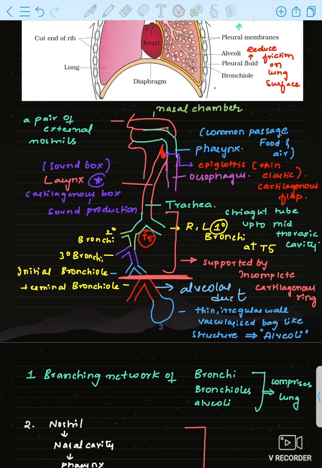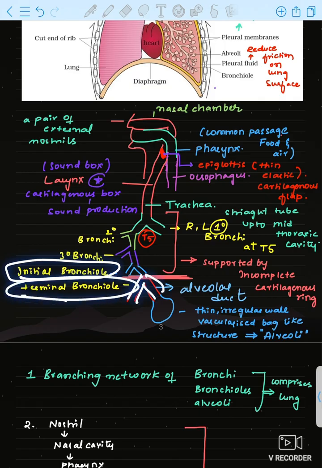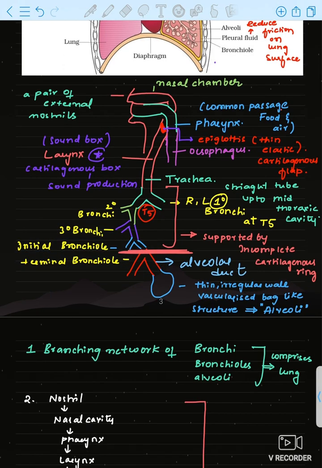Okay. After primary bronchi, again it will subdivide and it forms secondary bronchi. Again it will divide and form tertiary bronchi. Again it will divide into small tubules, that is initial bronchiole. Again it will divide, that is terminal bronchiole. Then the alveolar duct will be there. Some duct should be there, no, to reach the ultimate alveoli. That's it. At last alveoli.